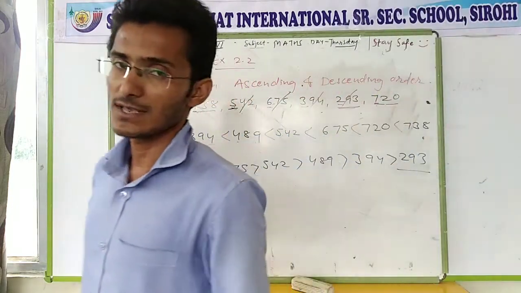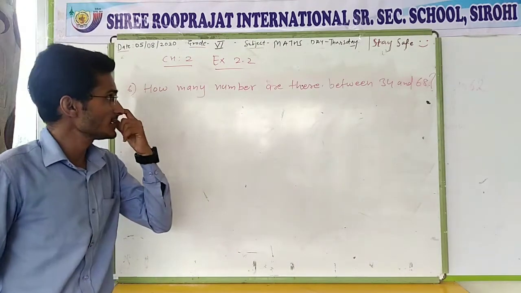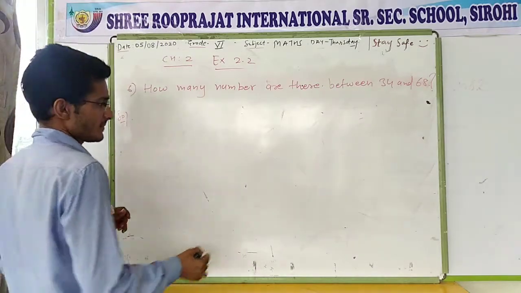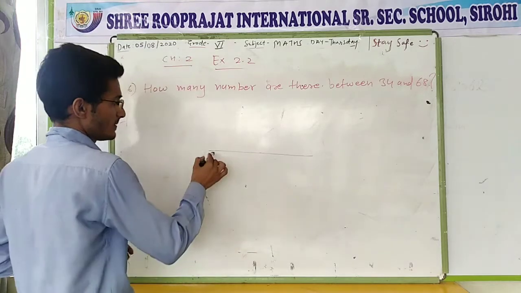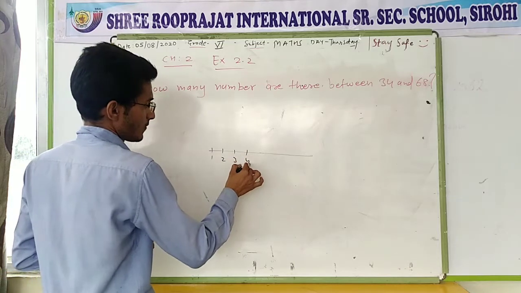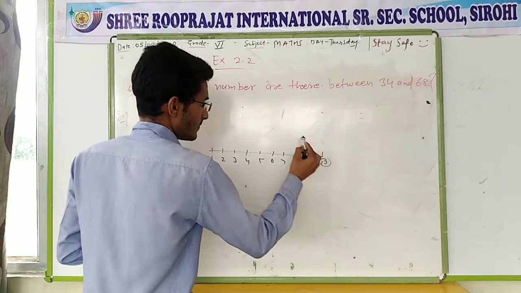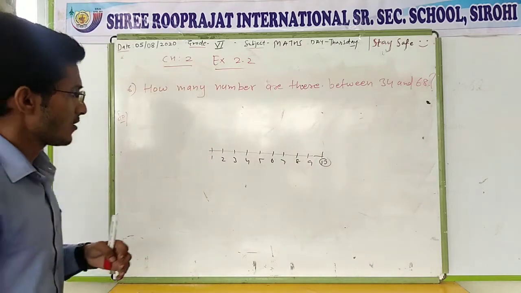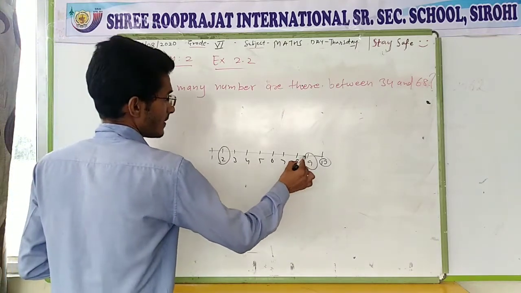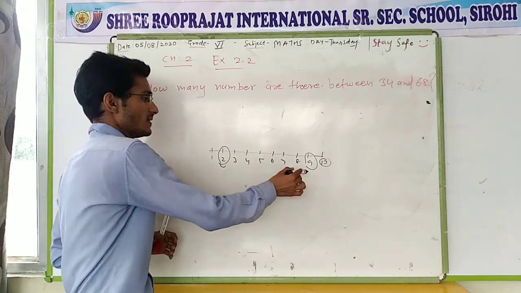One more question is given. You have to solve. Okay. So question number 6: how many numbers are there in between 34 and 68? Suppose first of all we take an example. There is one line and a number of students are standing in a row: first, second student, third, 4, 5, 6, 7, 8, 9, 10, and more. Now there is one question: how many students are standing between number second and number 9?